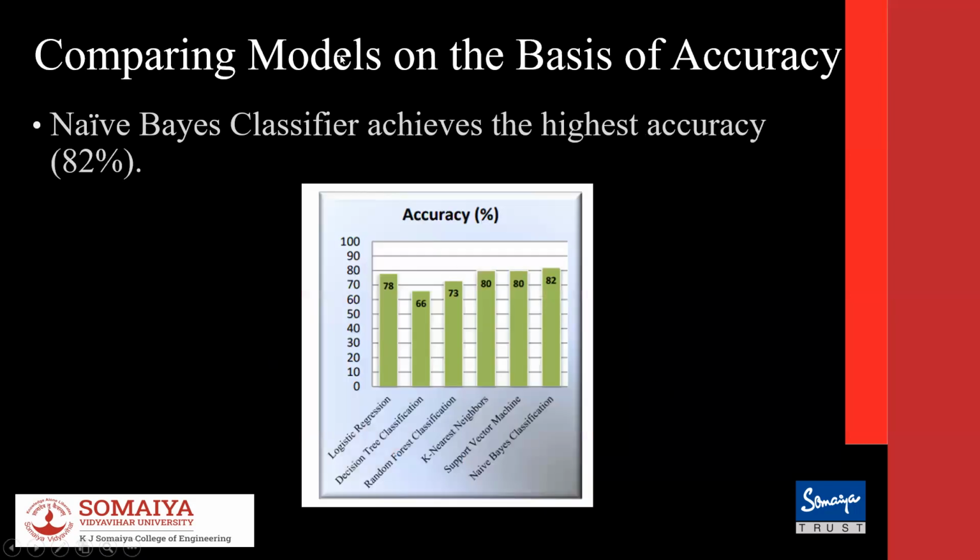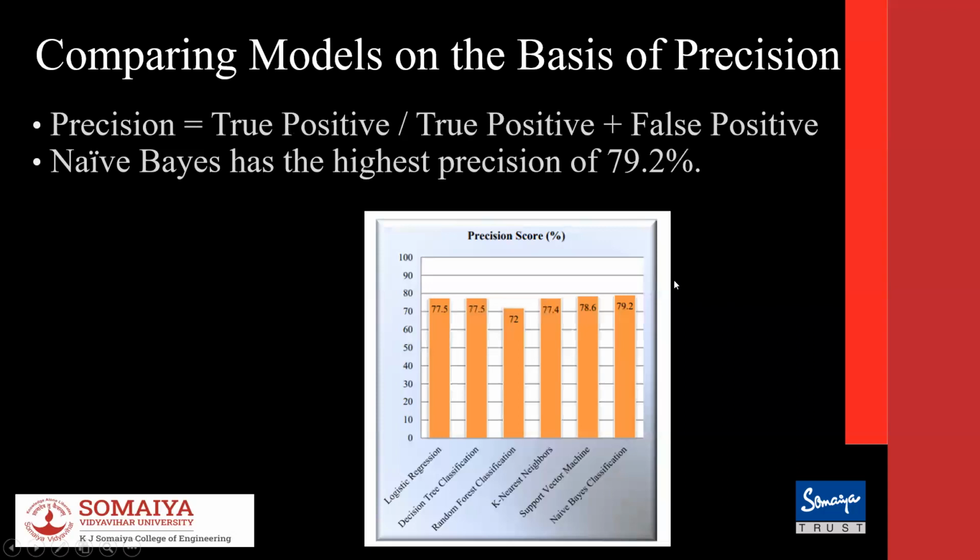Now, comparing ML models on the basis of accuracy. So the first thing we do is compare them and see how they perform. Naive Bayes has the highest accuracy of 82%, and decision tree classifiers obtain the lowest accuracy of only 66%.